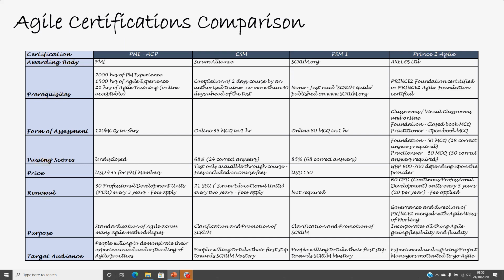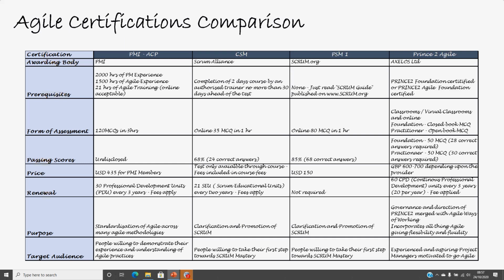So when you are studying for PMI ACP, you capture all of this. It's not limited to just one methodology, but across all the methodologies which are available in Agile. You go through all of them. You develop an understanding of all of them. So that's the idea behind PMI ACP. The target audience are the people who are willing to demonstrate their experience and their understanding of Agile practices.